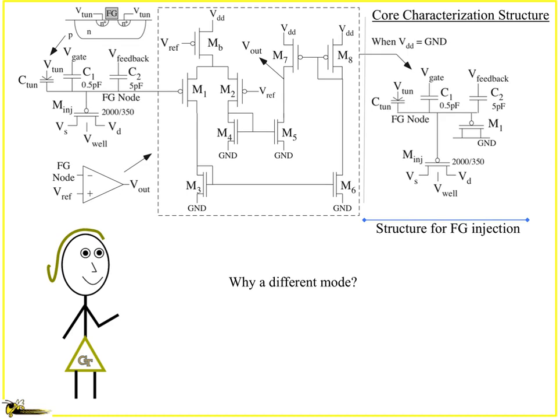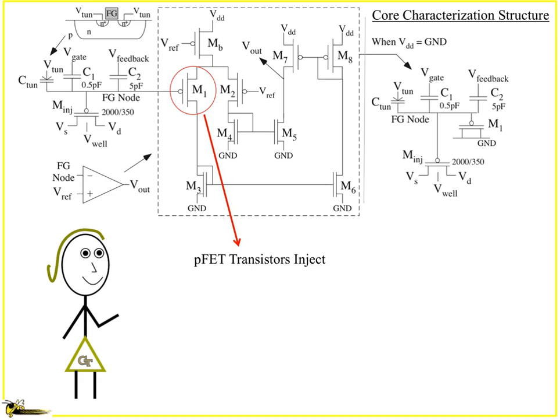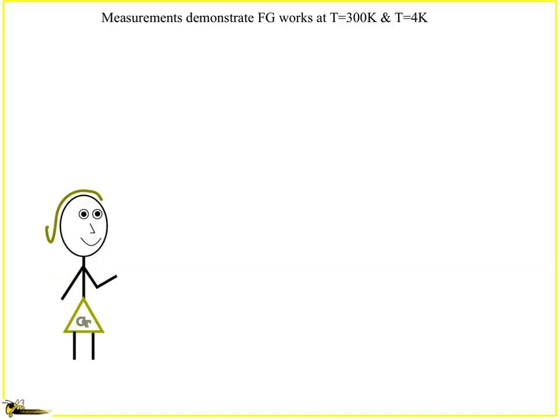You might ask, why two different modes? Because it shouldn't be necessary. Well, one little issue with the chip that is used is that this is a PFET for this transistor M1, and that PFET tends to inject. So we get injection from the device we're characterizing and from that element. Now it can be used, and there are some wonderful possibilities out of it, but that's a bit more advanced than this conversation. So basically we can say the measurements work at 300K and 4K.